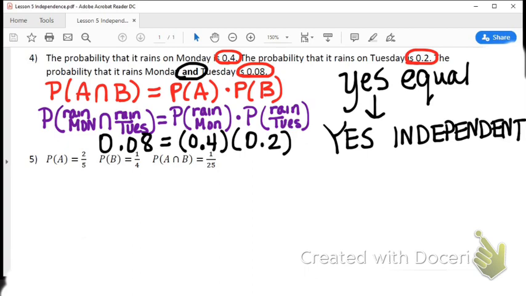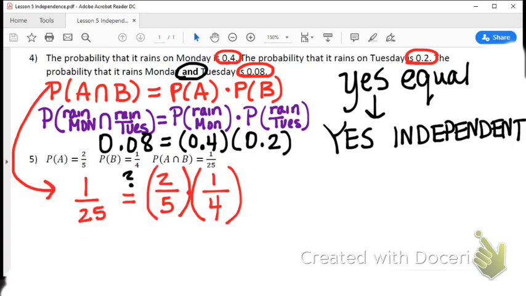Pause the video and give number 5 a shot. So after you substitute in the corresponding probabilities, this is what you should have. And I just drew an arrow down from 4 to 5 because we're using the exact same formula. So the probability of A and B is 1 over 25. The probability of A is 2/5, and the probability of B is 1/4.